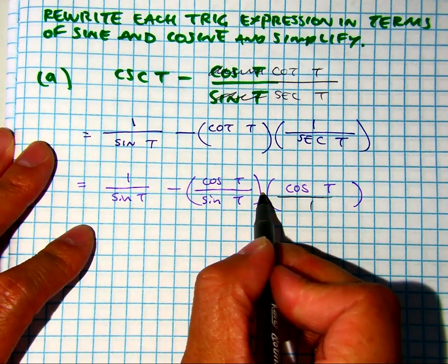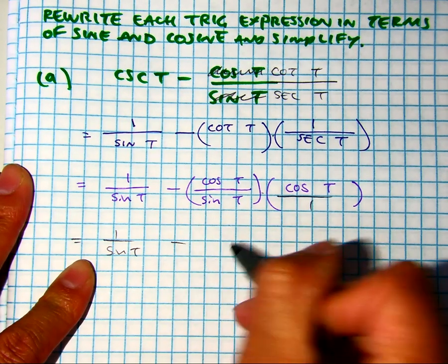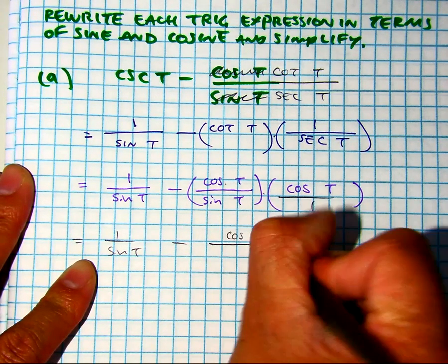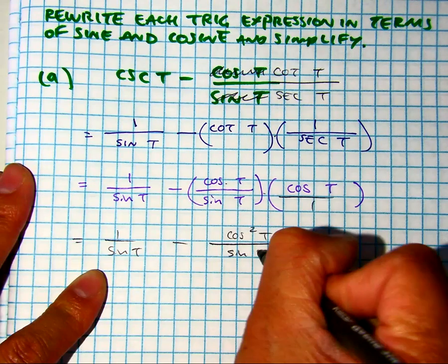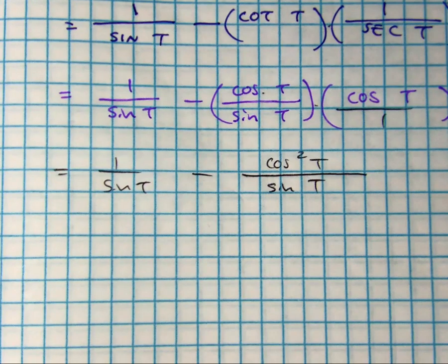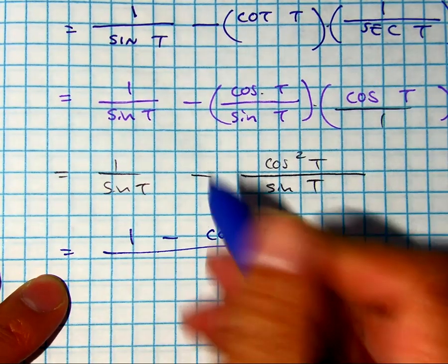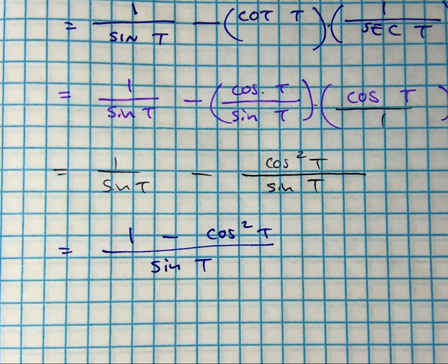Alright, over here it's multiplication. So now I have 1 over sine of t minus, I'm going to multiply the numerators. Cosine times cosine is cosine squared t. And this is just sine of t. Class, do we have a common denominator? Yeah, now I can combine them. 1 minus cosine squared t over sine of t. Okay, we're almost there.